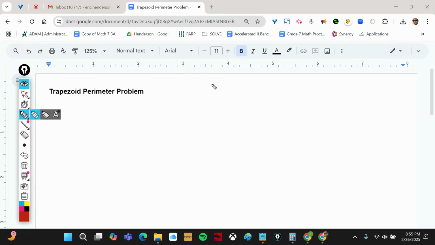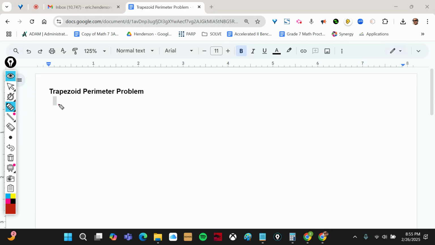All right, so trapezoid problem. And you should have your journal. Bear with me, I apologize. All right, shape equals trapezoid. Did I spell that right? Trapezoid.